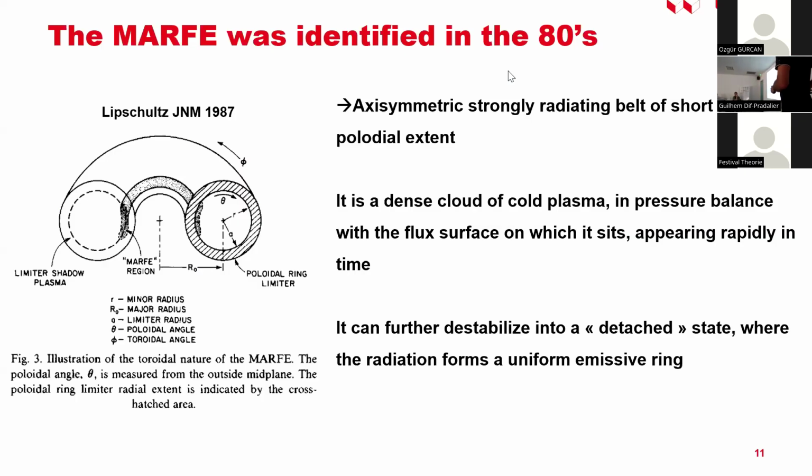That's when this localized emission cloud now fills the entire flux surface, and you get a uniform emissive ring on the flux surface. And this means in that case that the plasma doesn't touch the wall anymore, radiating all over before touching the wall. And in fact, these fully detached plasmas were not so stable, so it was a bit of a concern at that time.